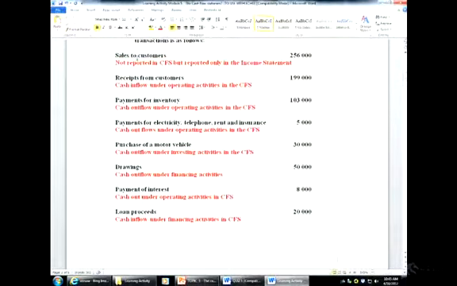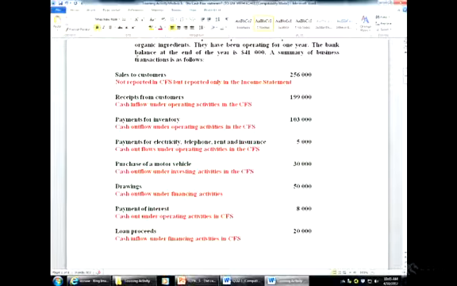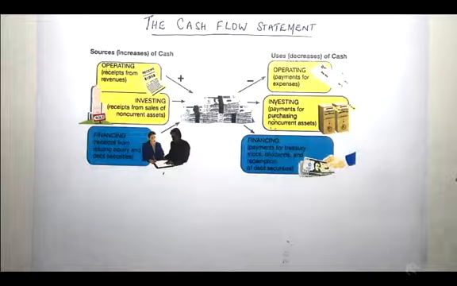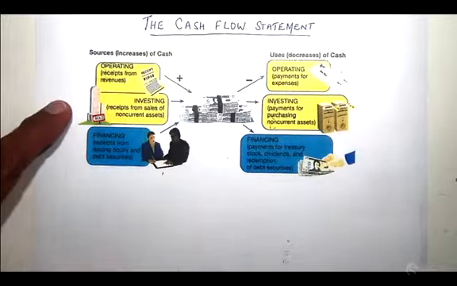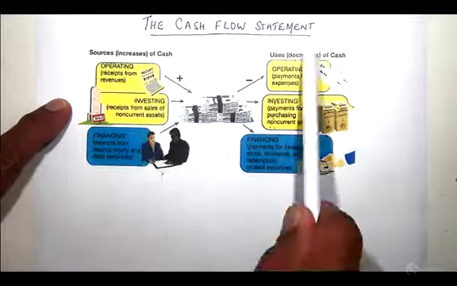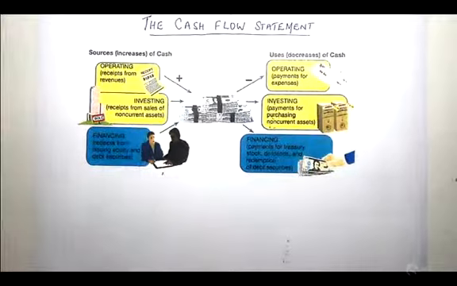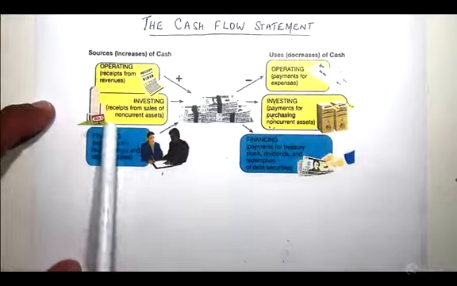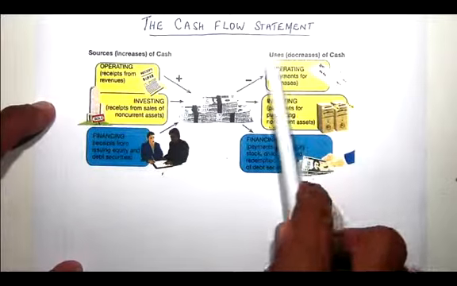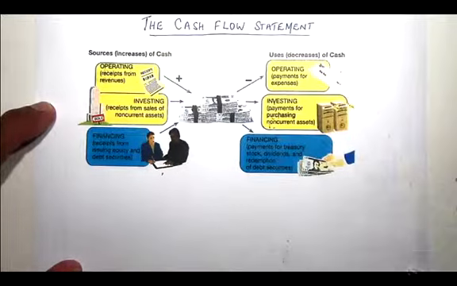I would like you to re-look at this once again to understand the key difference of reporting transactions under operating, investing and financing. Here's a little visual to help you understand this. Operating, investing, financing. On this side, I have sources or increase in cash or cash inflows. And on the opposite side are uses or decreases in cash or cash outflows.